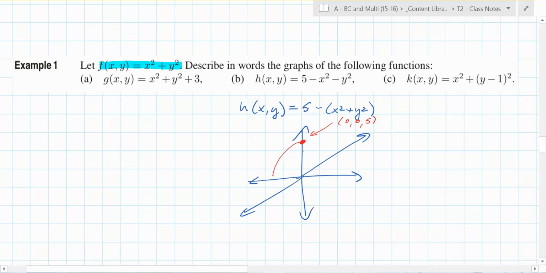So I'm going to show you how I would sketch this. It keeps on going down like this. Nice. So it's a parabola facing down at 5.